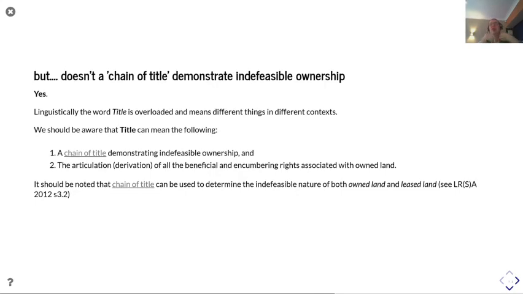But we've also talked about chain of title already, so doesn't that demonstrate indefeasible ownership? Because we did that in the first set of slides. And it does. So we have a bit of a problem here that linguistically the word title is overloaded and it can mean different things in different contexts. So we should be aware that title can mean the following. It can be a chain of title demonstrating indefeasible ownership, i.e. I clearly own this, I can demonstrate chain of ownership from the original grant. And it can also represent the articulation, or derivation as it were, of all the beneficial and encumbering rights associated with owned land.